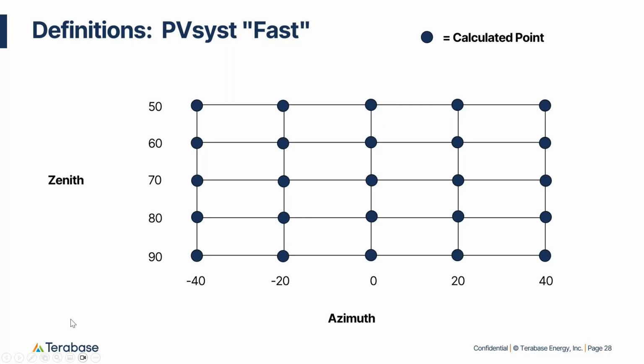So now what everyone's interested in: how is PlantPredict different from PVsyst? The first point is that the PVsyst fast mode does a full grid, and it's a concrete grid, as in at 70 degrees of zenith, at negative 40 degrees of azimuth, they are taking that exact point and then calculating the 3D shade results. Next slide.